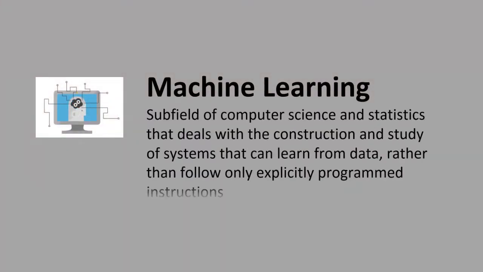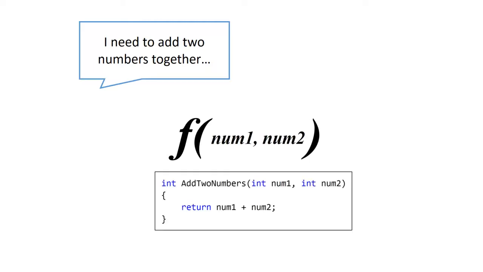Machine learning, according to Wikipedia, is described as a subfield of computer science and statistics that deals with the construction and study of systems that can learn from data rather than follow only explicitly programmed instructions. Let's see by example. I have a need to add two numbers together, and I recognize then the need to develop a function that takes two numbers as input, and I could easily solve this with a programming language today.